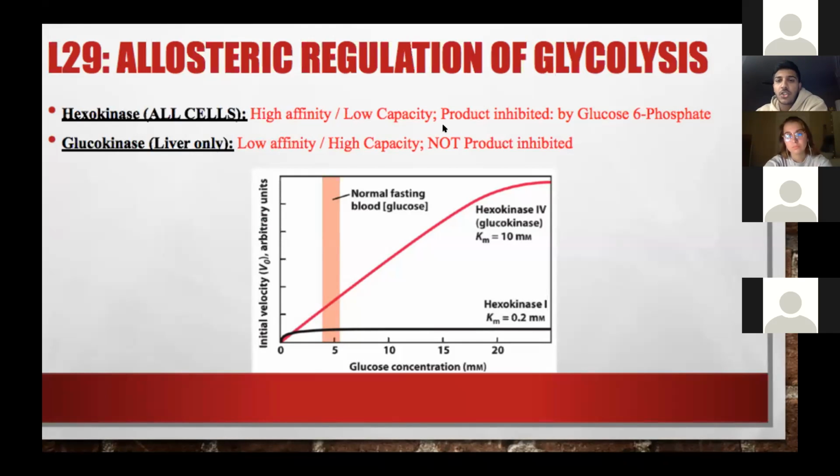And hexokinase is actually going to be product inhibited. So obviously hexokinase makes glucose 6 phosphate. So this glucose 6 phosphate, if it wants to shut down hexokinase, it will come back and inhibit it. That's that whole end product inhibition. And then you have glucokinase, which is going to have a low affinity, high capacity. So glucose is binding, but it's low affinity, and it's also going to have a high capacity. You can see the concentration reaches so high before it plateaus. And this is not going to be product inhibited.